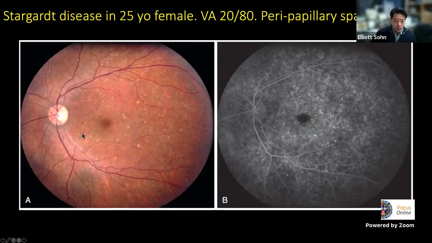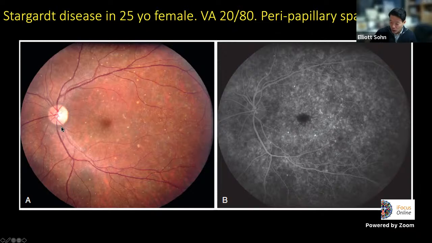But the other things that are useful to see for this is on the fluorescein, you can make out this peripapillary sparing much better, where there's not as much involvement. Otherwise, there's a lot of kind of transmission of fluorescein coming through the posterior pole. You can see on the fundus photo too that there's a little peripapillary sparing here as well.